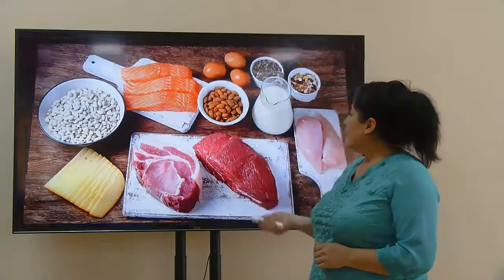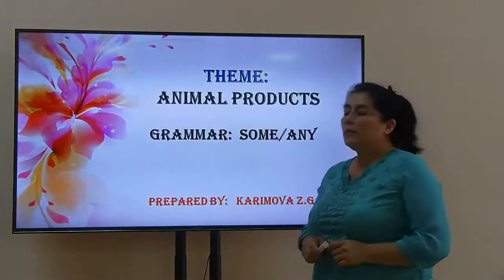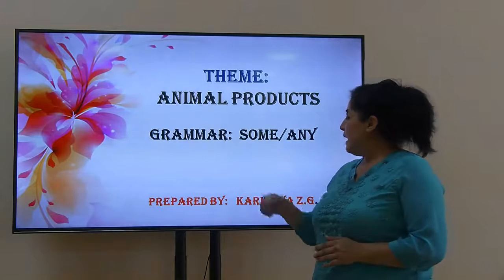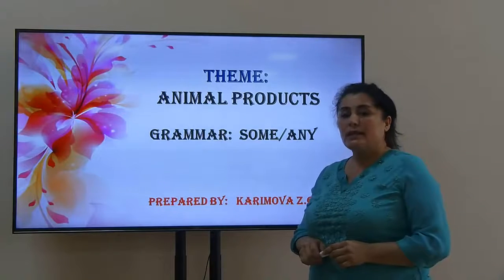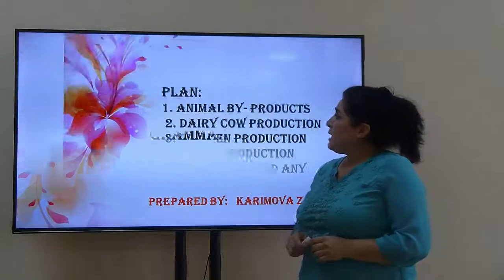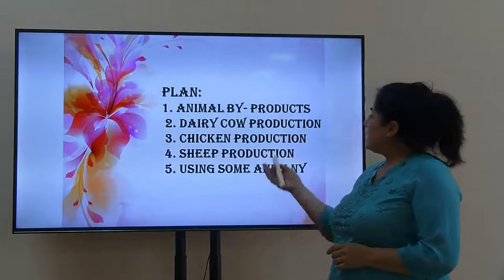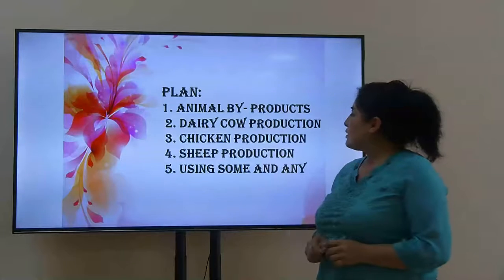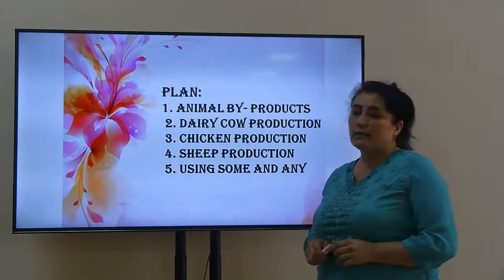Yes, you're right. We'll talk about animal products, animal byproducts in our topic lesson, and in grammar, some and any. So, the plan of the lesson: animal byproducts, dairy cow products, chicken products, sheep products, and using some and any.